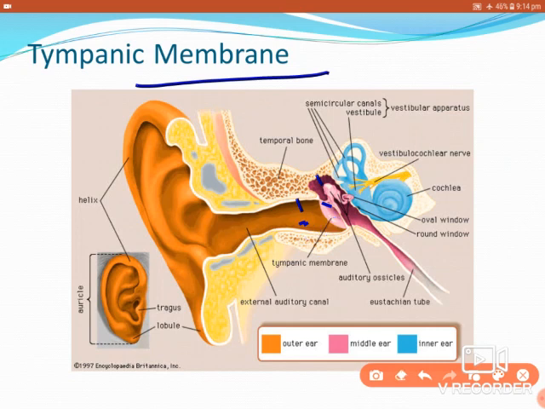Then this is the medial surface, which is convex. Here we can see the attachment of the handle of the malleus bone. The handle of the malleus is attached to this medial surface. In the handle there is also one muscle attached, the tensor tympani, which pulls the tympanic membrane towards the medial side, towards the middle ear. That's why the medial surface is convex and the lateral surface is concave.